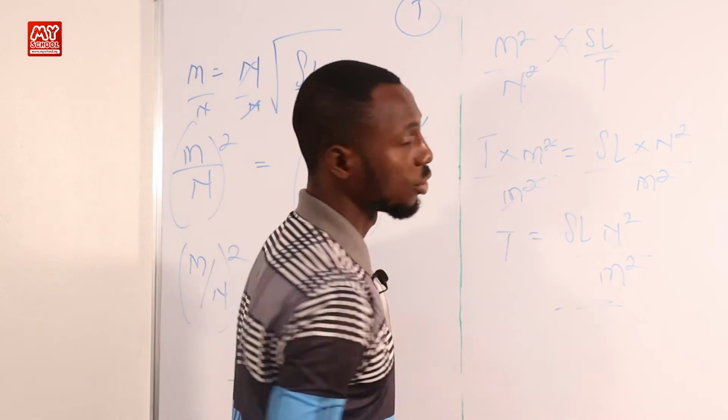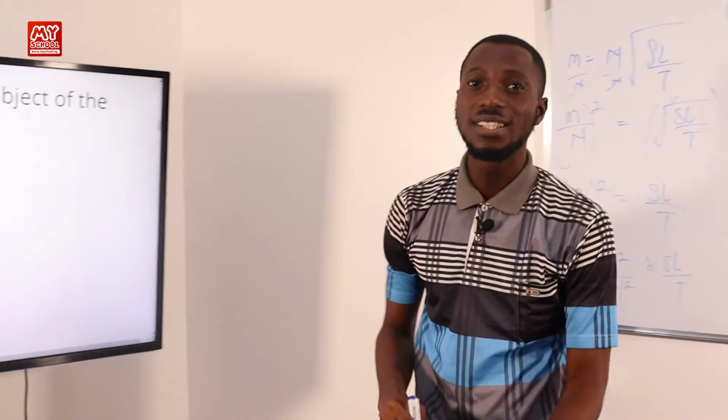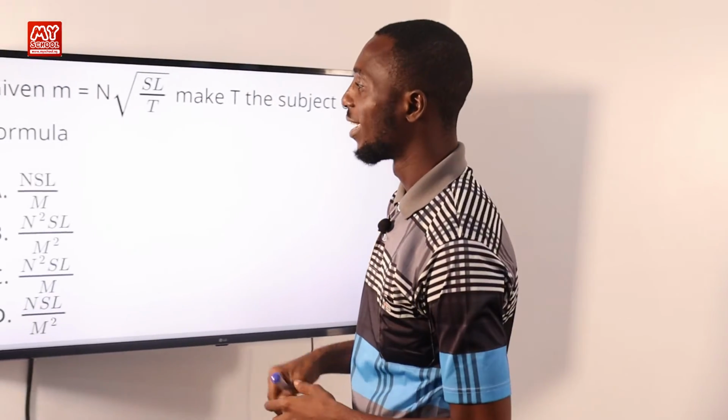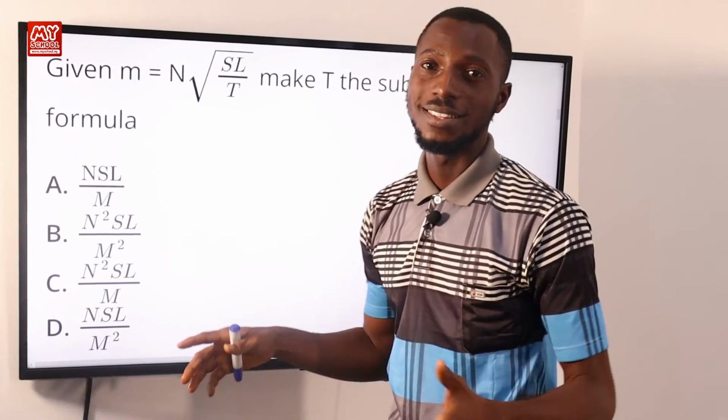So join me as we go through our options together and see which of them is correct. Having t equals SL n squared over m squared, that makes option B the correct option.